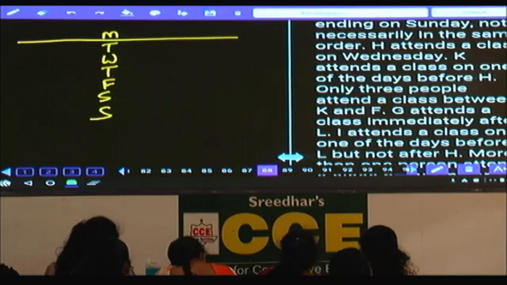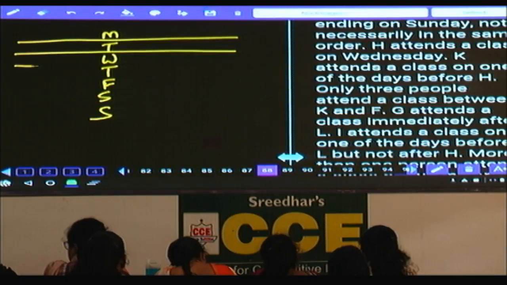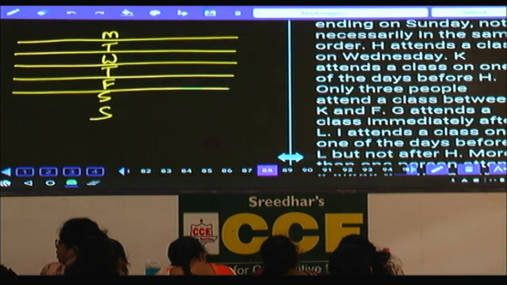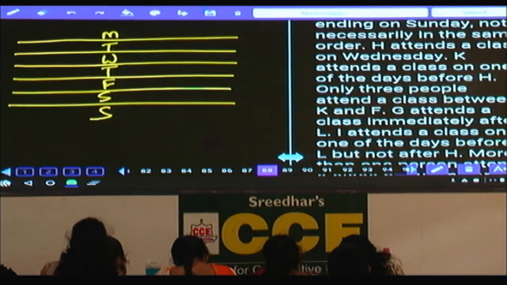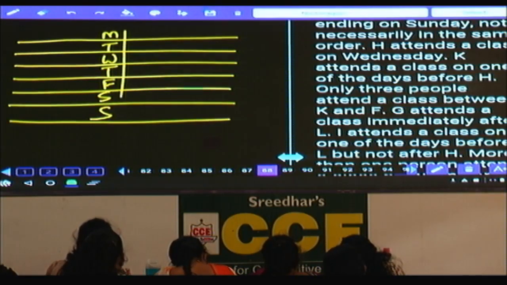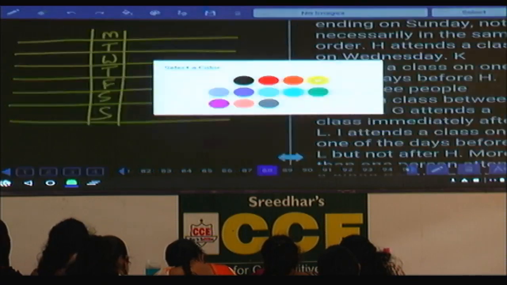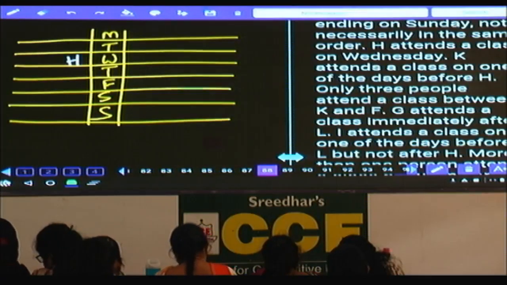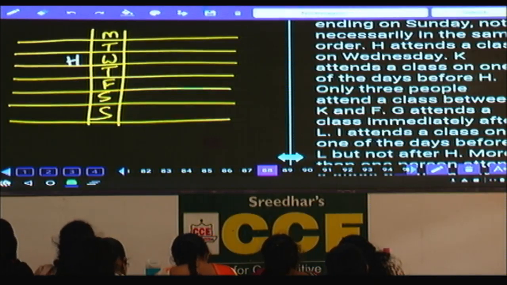Now what is the first information we have? First information related to H. As there is no other parameter added to this one, directly you can start solving this. It won't take much more than 2 to 3 minutes, so you have to start solving this. Now H is on Wednesday. Next one, K attends a class on one of the days before H.